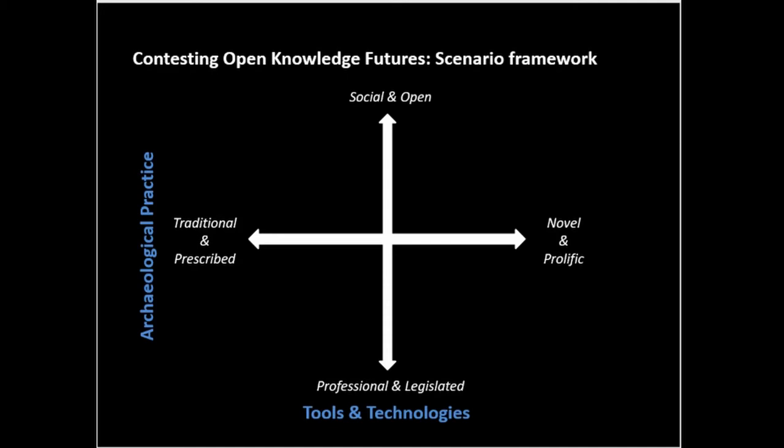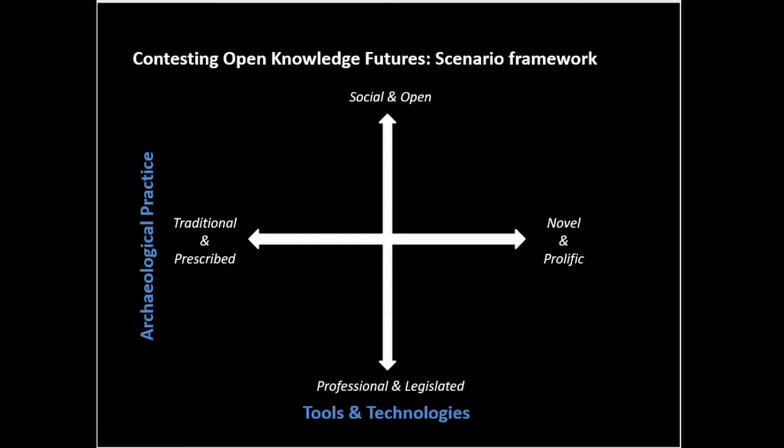And on our other axis, we have at one end of the technological axis, a set of traditional, established, and quite often privileged, tried and tested tools, applications, technologies, and methods. And at the other end, we have this proliferation of novel, unmonitored, uncensored digital technologies and tools, which are becoming increasingly ubiquitous. And again, a whole series of tensions arise.